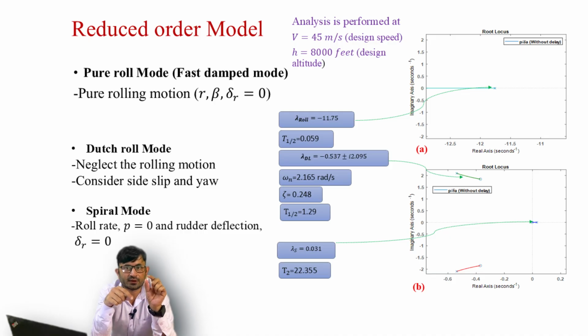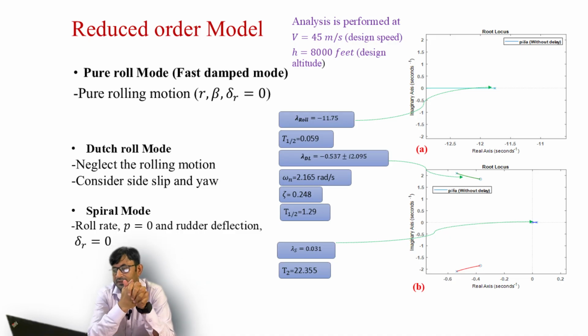That means the amplitude, let's say, is first x naught, and if it is reaching x naught by 2, how much time it is taking is called the time to half. So from x naught to x naught by 2 it is going, so obviously the system is dynamically stable because the amplitude is reducing. Similarly, when there is a dynamically unstable system, the amplitude will increase. So let's say from x naught it becomes 2x naught.